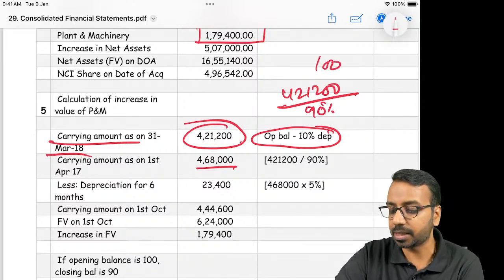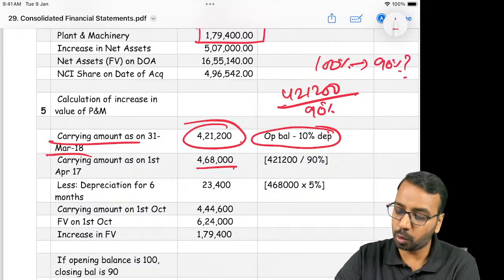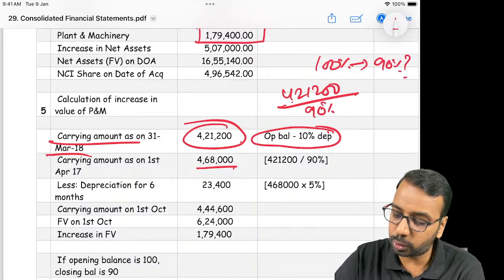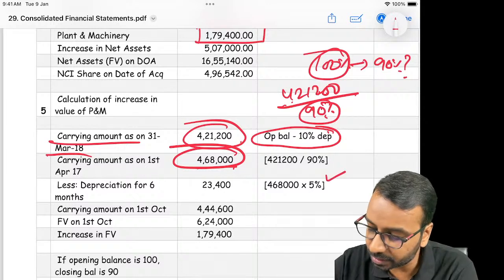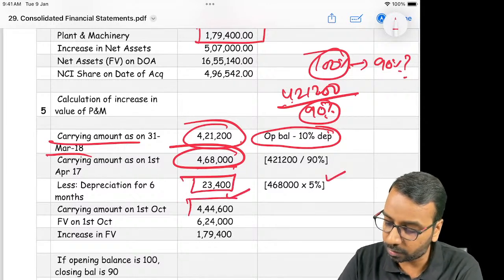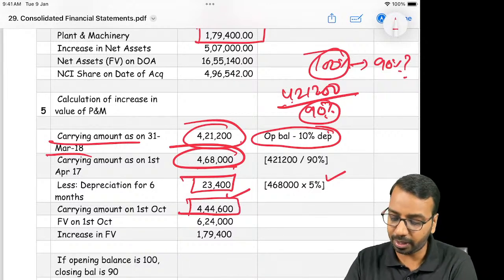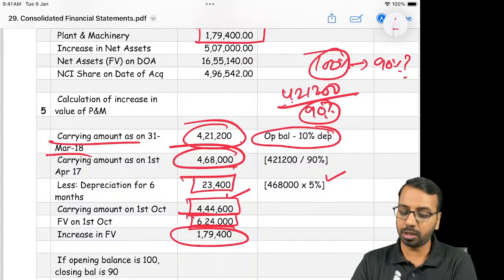See, if it is 100%, how much will be 90%? So, 421,200 is 90%. If you divide by that, you get 100%. So, 468 is the opening balance. Then 5% depreciation for 6 months is 23,400. So, carrying amount on 1st of October is 4,44,600. Fair value is 6,24,000. Increase is 1,79,400.